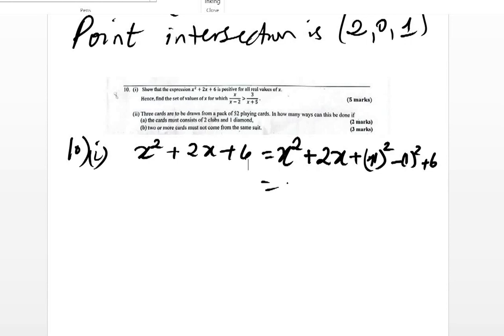So all of this is x plus 1. When you do that, all of this is x plus 1 all that square. Negative 1 plus 6 is plus 5, which is always positive, right? Because no matter the value of x, x plus 1 will be squared. And when you add 5 to a positive, it will always be positive.